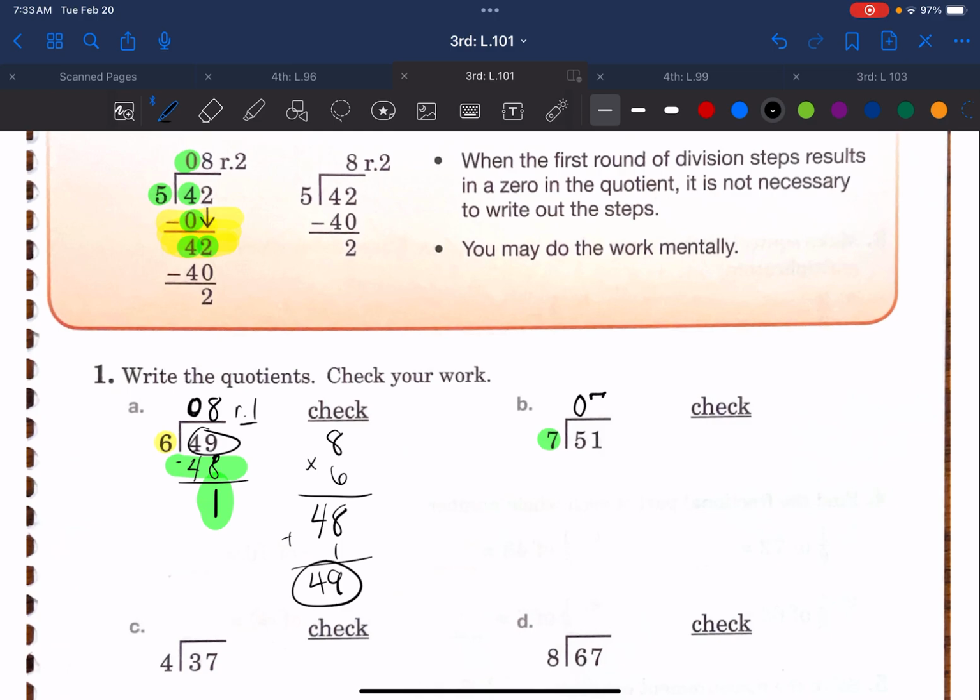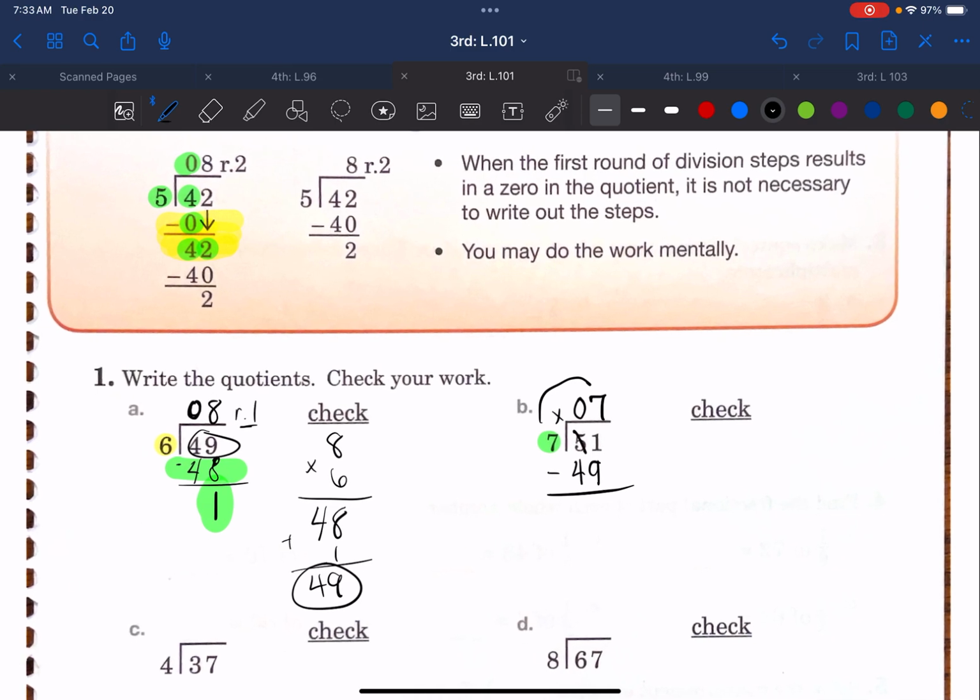So I'm going to put my 7 there, and my 49. 7 times 7 is exactly 49. So I need to subtract that. Here, if I'm subtracting, I would need to borrow or just count up, but I'll borrow. Okay, so 11 take away 9 is 2.